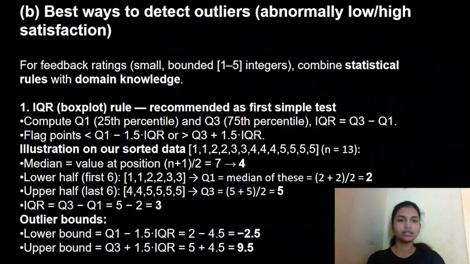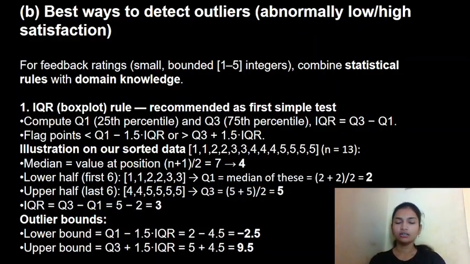First is IQR, that is also known as the box plot rule, recommended as a first simple test. Now compute Q1, that is the 25th percentile, and Q3, that is the 75th percentile. IQR is Q3 minus Q1. How will IQR be calculated? We subtract Q1 from Q3. Flag points below Q1 minus 1.5 IQR. Okay. This is for the lower bound and this is for the upper bound. Illustration on our sorted data.